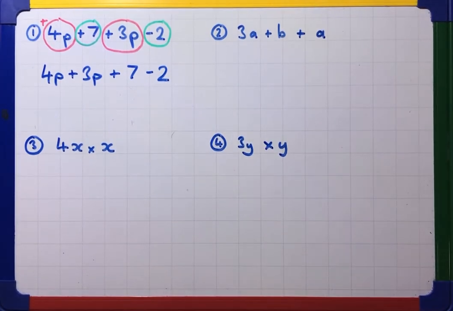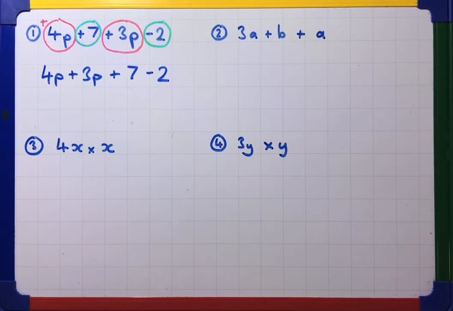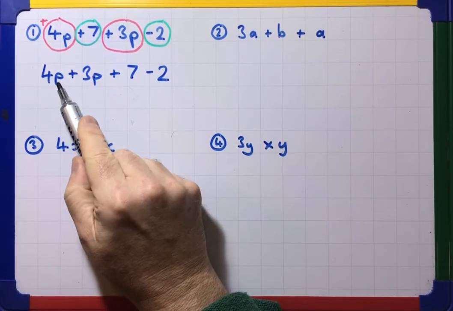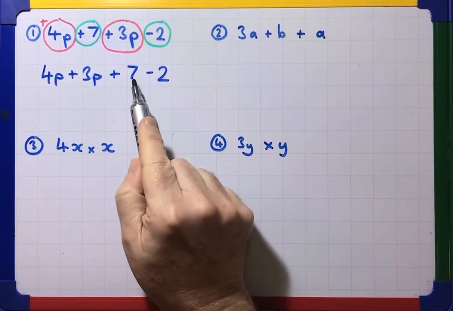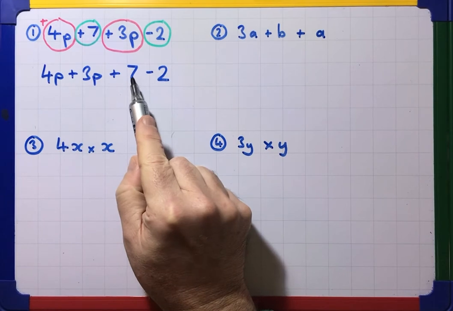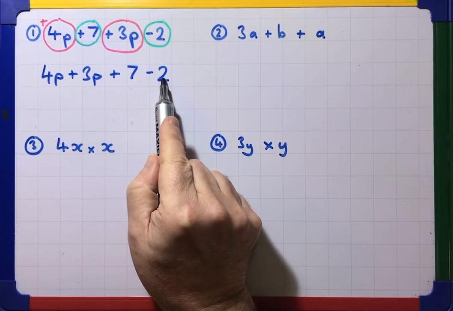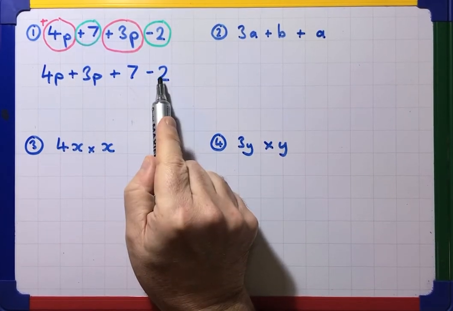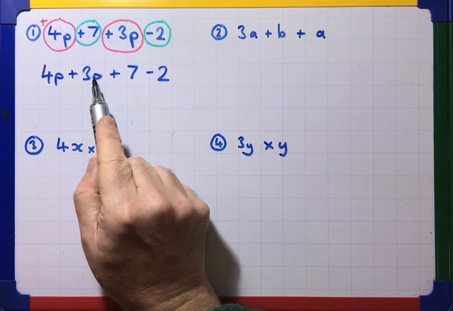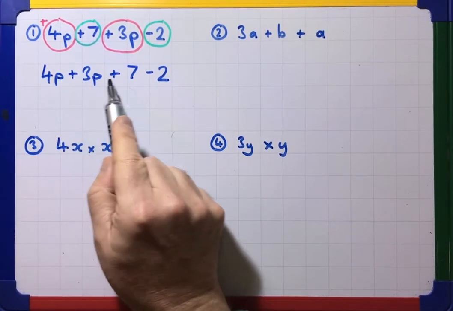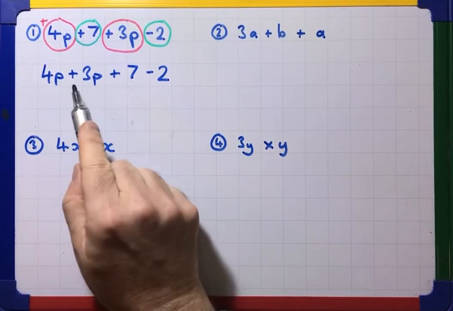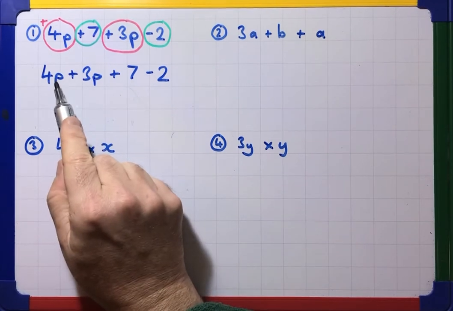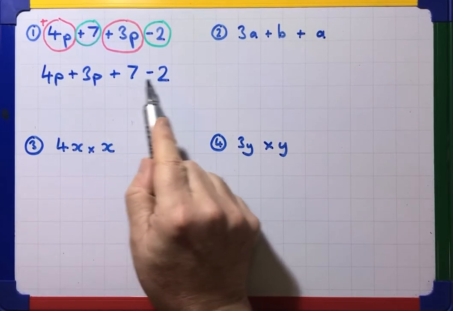Remember with these, we can only combine what we call like terms. That means, do you see, this is what we call a p term. This is a p term as well. Whereas these are just numbers, aren't they? There's 7 and there's minus 2. Okay? So the numbers can combine and the p terms can combine, but because we're adding or subtracting, you can't combine the numbers and p terms. They stay separate. So you can only add these terms together and these terms together.